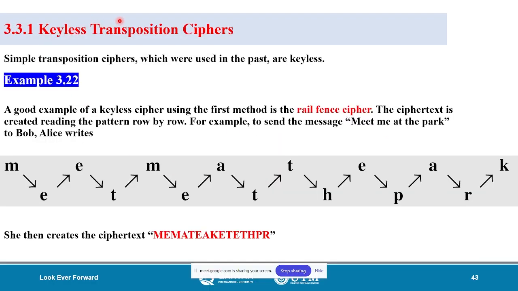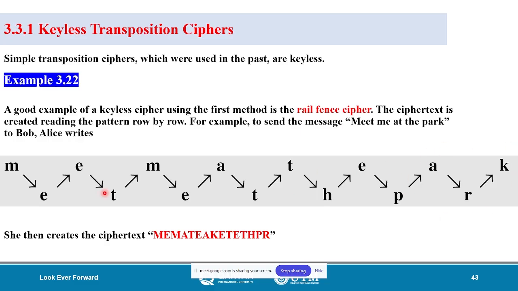Now we have the keyless transposition cipher. The simple transposition ciphers which were used in the past are keyless. A good example of a keyless cipher using the first method is the rail fence. The rail fence is one of the examples that will be used and has no key. The ciphertext is created by reading the pattern row by row. For example, Alice sends the message meet me at the park to Bob.